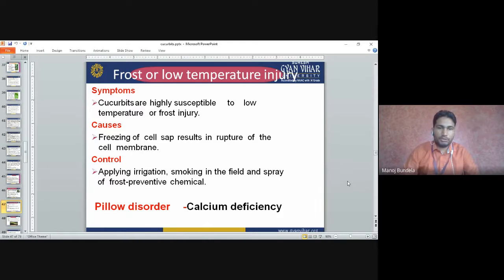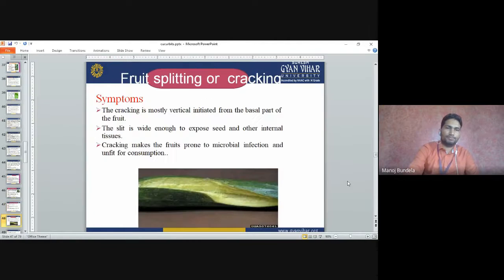Pillow disorder is due to calcium deficiency.